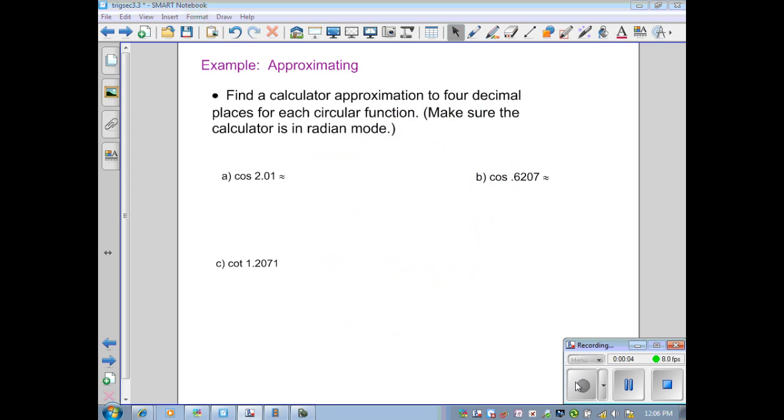Our next example wants us to find a calculator approximation to 4 decimal places for each circular function. Make sure when you do this that the calculator is in radian mode. Notice that our examples show us cosine of 2.01, cosine of 0.6207, and cotangent of 1.2071. These are written in radian measure, not with the symbol pi, but just radians alone.